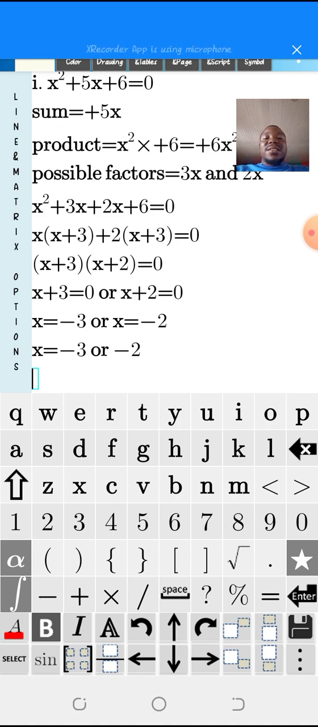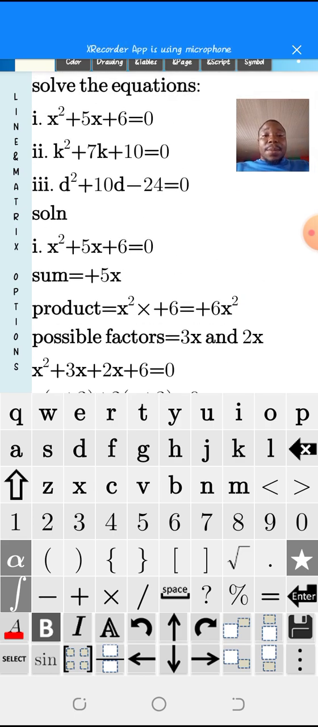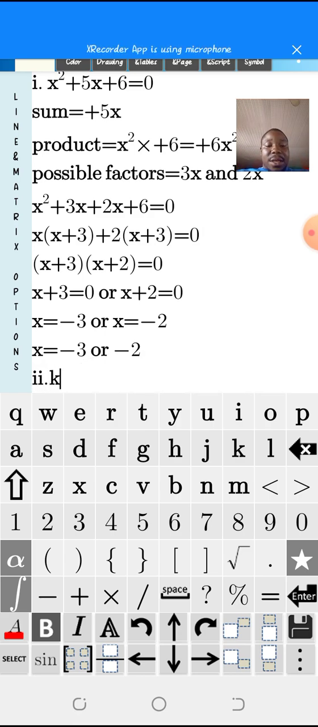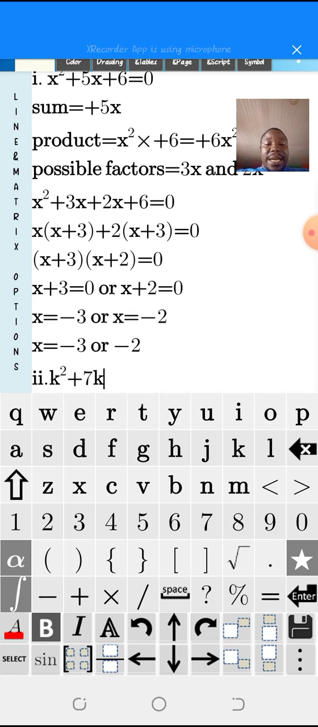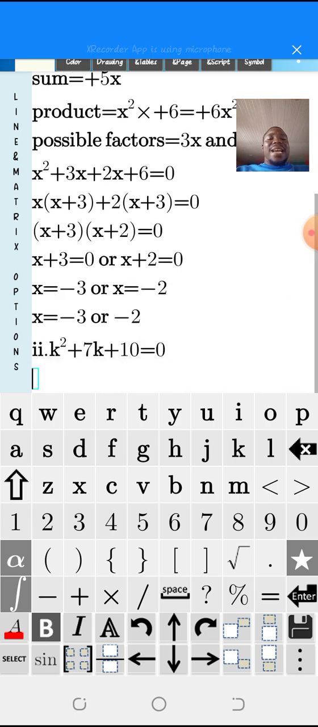Now let's quickly look at the second example, which is Roman figure 2, where we have, I think this time around, k squared plus 7k plus 10 equals 0. Like I said, I won't be going through the long process unlike the previous one, so you already got the idea from the first example. So all we need to do is to locate the sum, which is the middle term. As you can see from this example, the middle term here is plus 7k, okay? And then the product is just k squared multiplied by plus 10, okay? And then that means 10k squared.